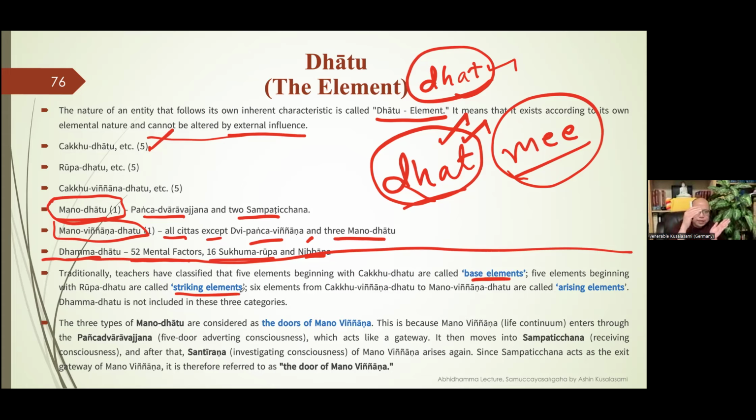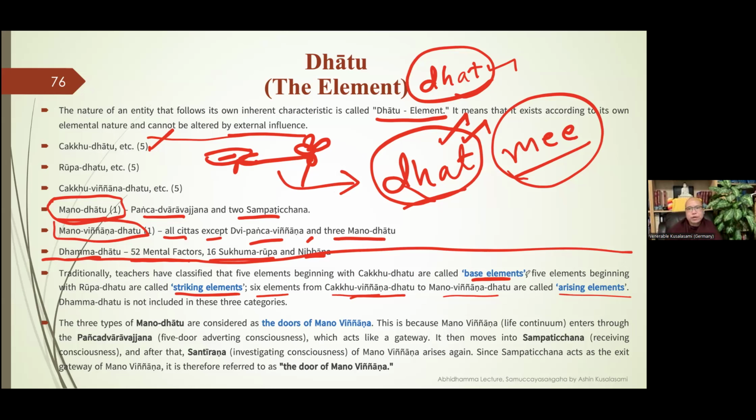So another six elements, from Chakku Vijnana, Sota, Ghana, Jivha, Kaya Vijnana, and Mano Vijnana Dhatu, are called the arising elements. So to the Chakku, the Rupa arammana, let us say flowers, that flower strikes the Chakku Dhatu, and Chakku Vijnana Dhatu and Mano Vijnana Dhatu arise. The thought process arises. That's why they are called the arising elements.